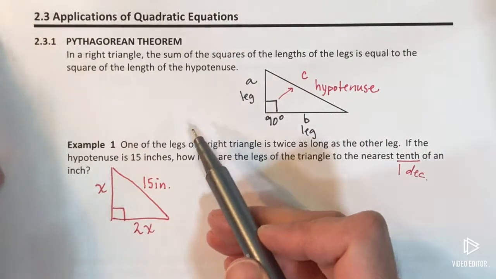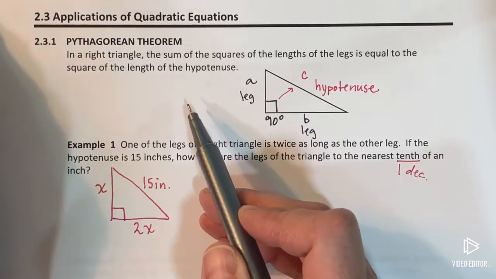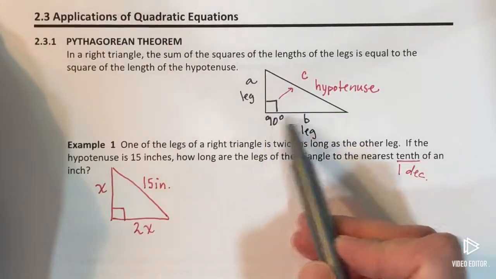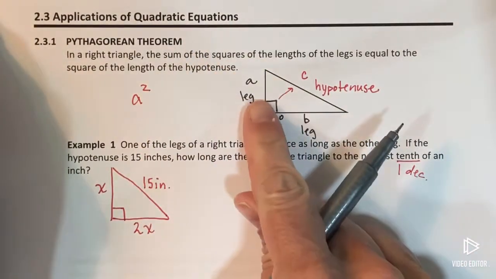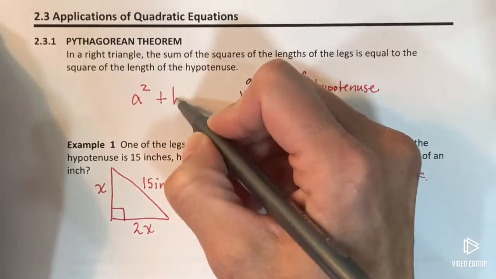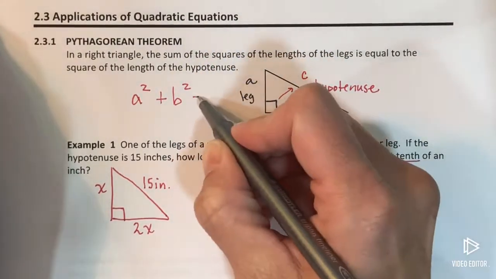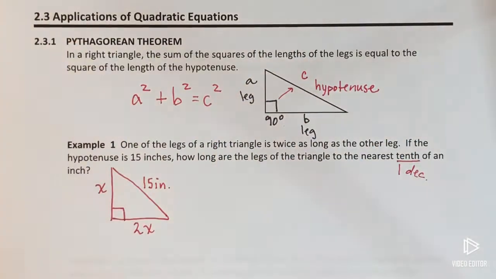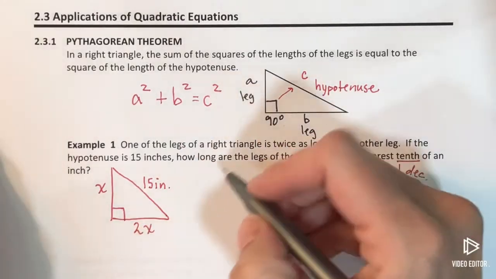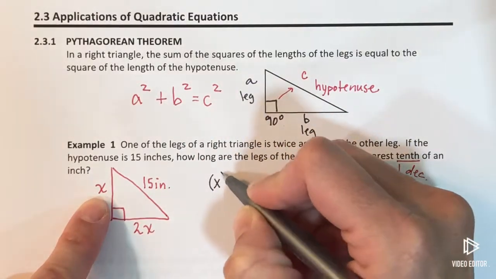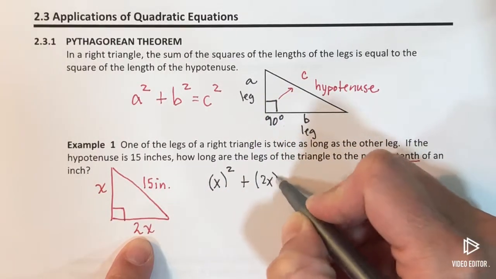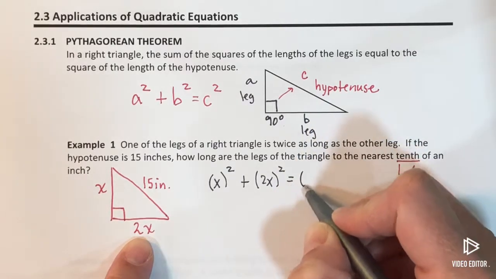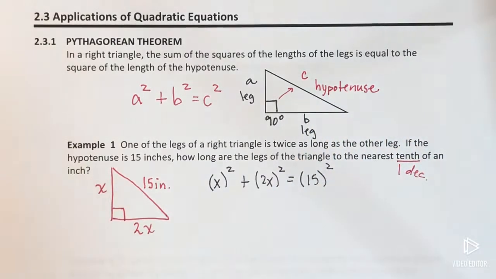Okay, if I go back up here, because I totally forgot to give you the Pythagorean theorem, I am so sorry. We have the Pythagorean theorem here. What it says is if you take the leg A and square it, and you add it to the other leg B and square it, you get the hypotenuse squared. So if I apply that formula to what I have, one leg is x, and I'm going to square it. The other leg is 2x, and I'm going to square it, being really careful, equals 15 squared.